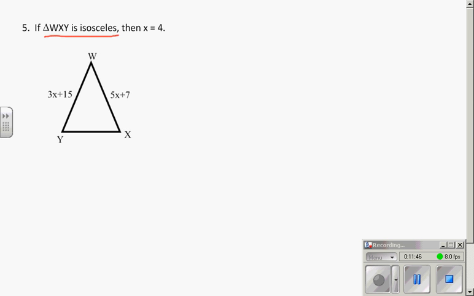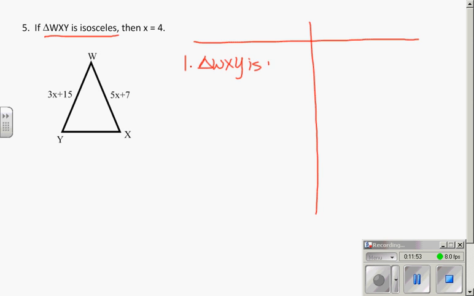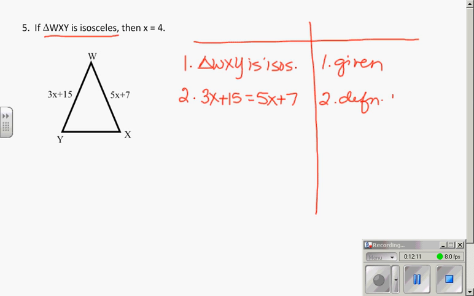Now our final proof is going to move completely into geometry. My given information is always the if part. And in this case, the if part is that triangle WXY is isosceles. And that is given. What does that give us? Knowing it is isosceles lets me say that 3x plus 15 is equal to 5x plus 7. And that's by the definition of isosceles. The definition is that there are two equal sides.